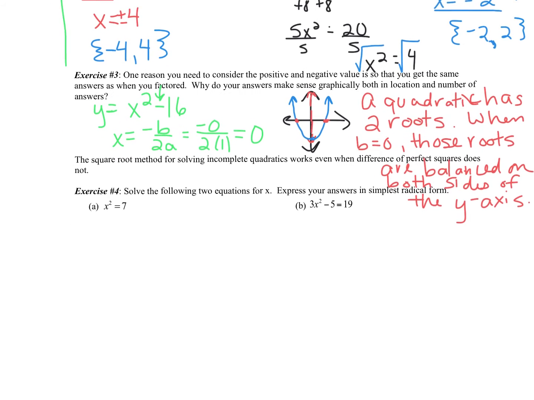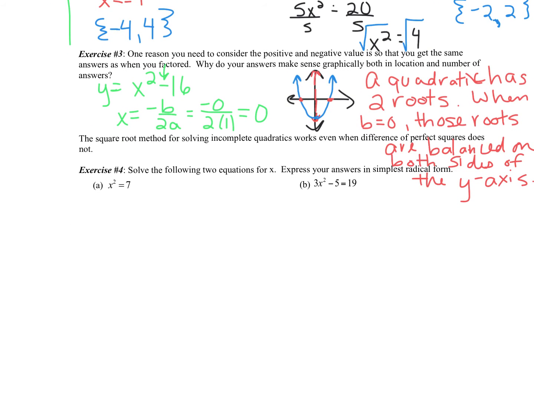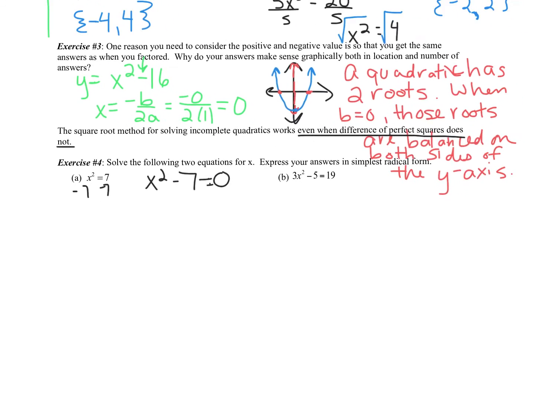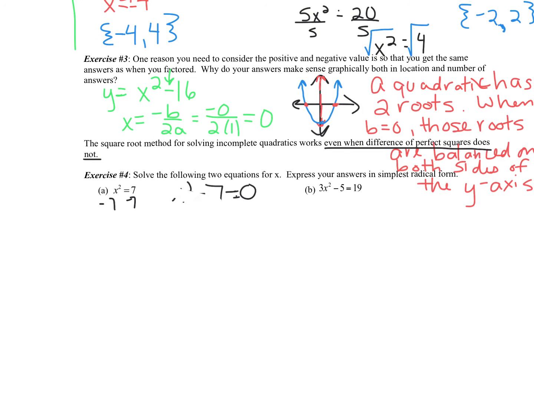So let's look at a couple down here. These are incomplete quadratics. It says the square root method for solving incomplete quadratics works even when the difference of perfect squares does not. So I'm going to write this, but you don't have to write it down. For example, if I isolated this one, just watch this. That's not difference of perfect squares. So I'm kind of stuck and I can't really use factoring with what I know at this point. So for incomplete quadratics, that method of taking the square root will always work. So I'm going to do that here instead.